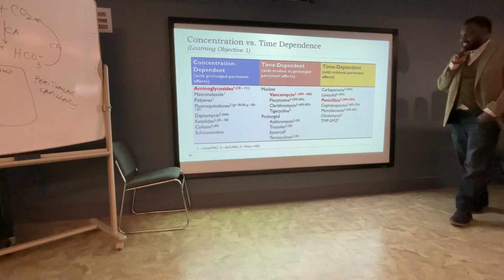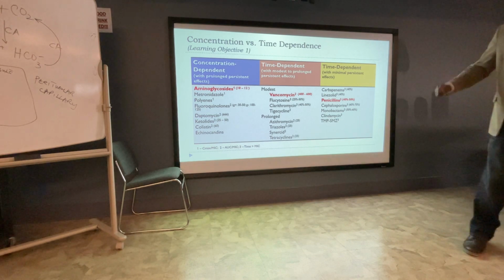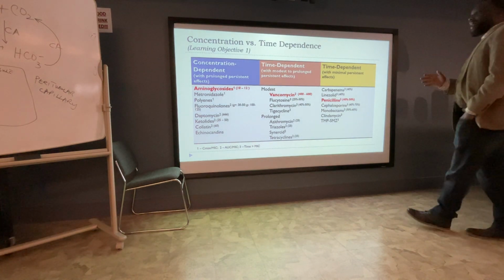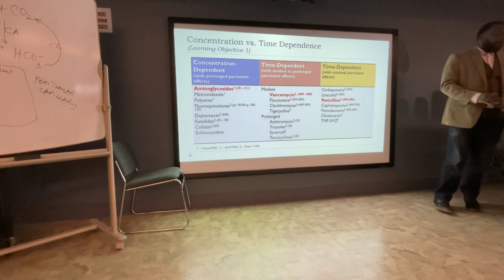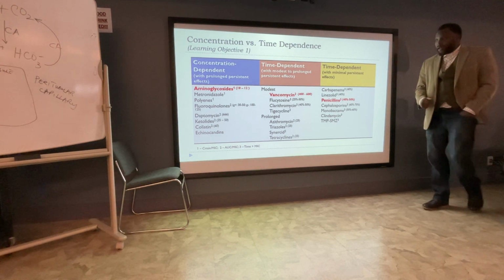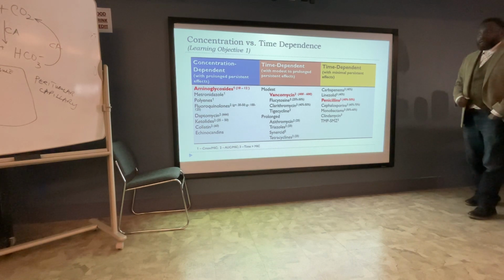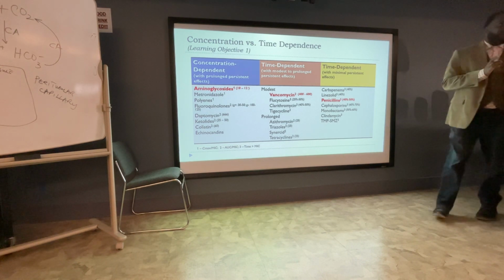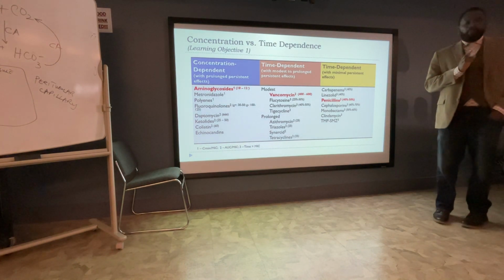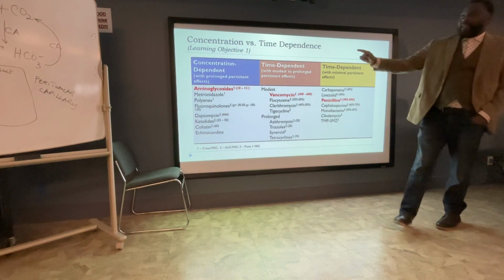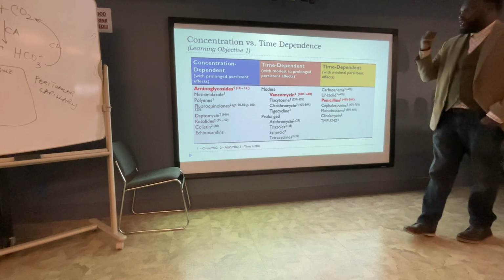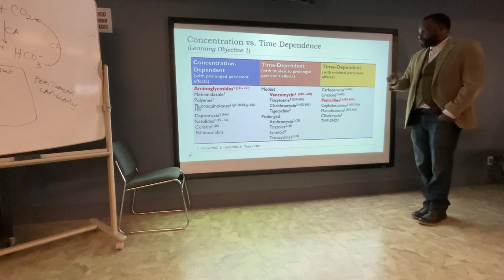So this is a summary slide. If you're gonna put an asterisk on something, put an asterisk on this one. I listed medications on here to make it comprehensive when we're talking about antibiotics, but the ones that are in red are the only ones we're gonna talk about. All right, period. That's all we're gonna talk about. Aminoglycosides will be our example for concentration dependent with prolonged persistence effect.